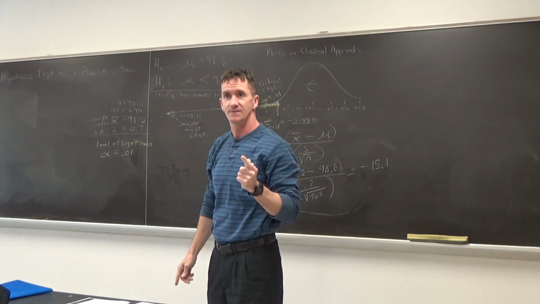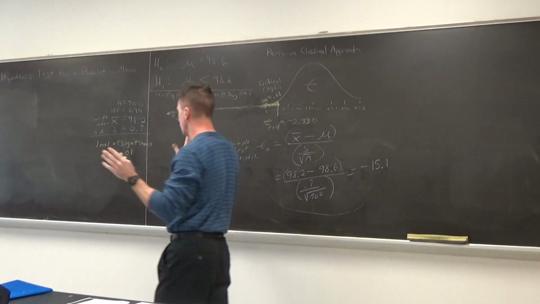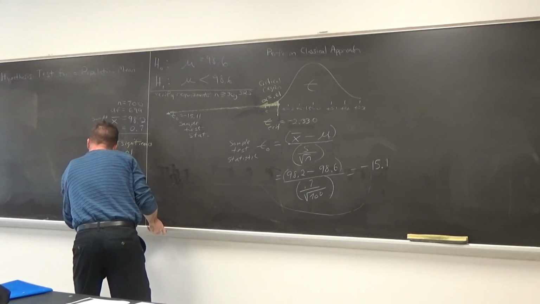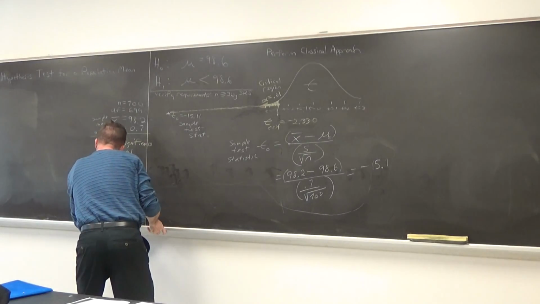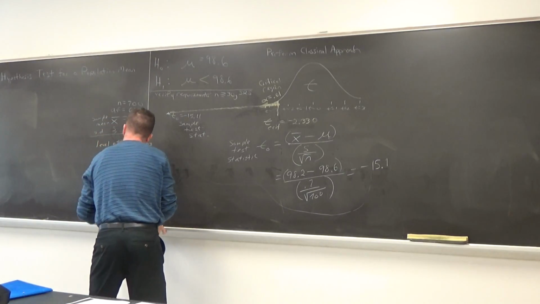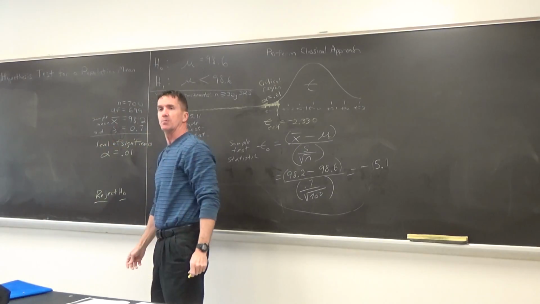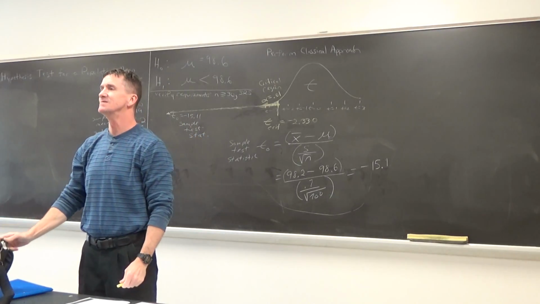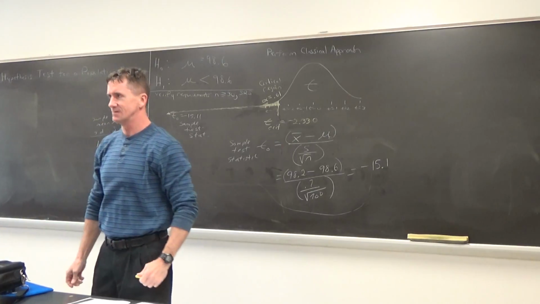Do you agree? If you want to go up to the side, we already know with this problem what we are doing. Reject what? The null hypothesis. Reject the H naught. That's what we're doing with this problem, aren't we? Reject the H naught. All right, we're rejecting it.